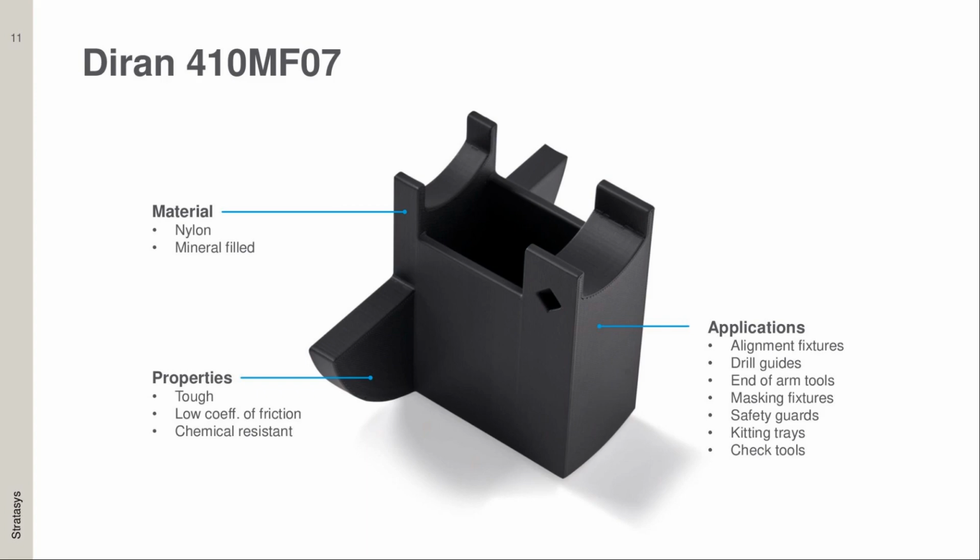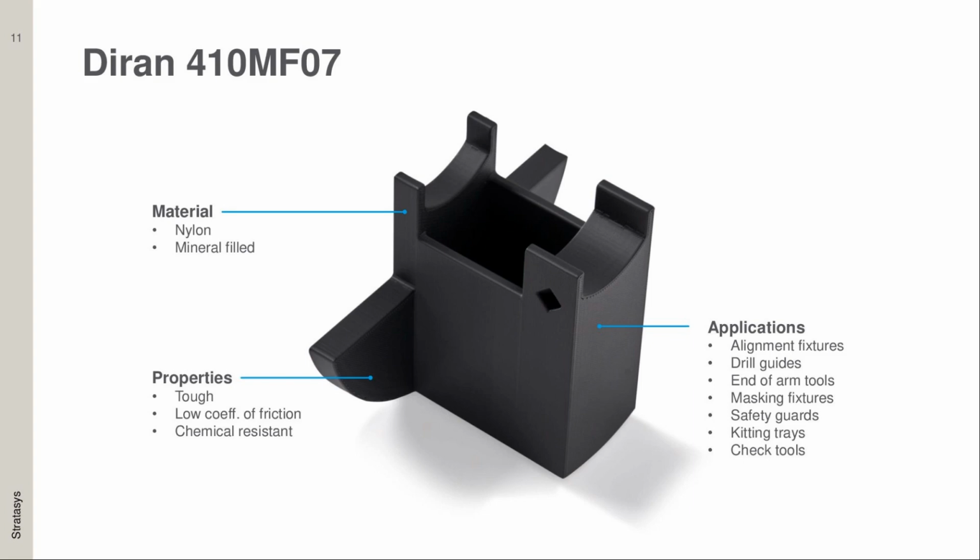So if you need something with a little bit more performance than, say, ASA, Duran is just a good material that's a little bit of a step up. So to inspire you to think about where to use this on the factory floor, think about things like alignment fixtures, drill guides, end of arm tools, masking fixtures, safety guards, kitting trays, check tools, anywhere that a tool would be used that would experience a lot of abrasion, a lot of components.